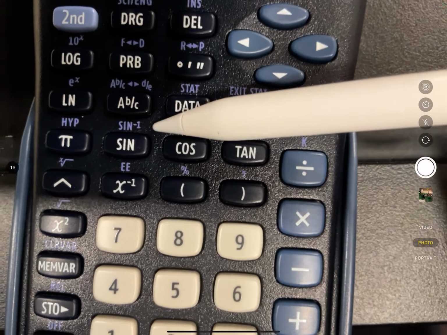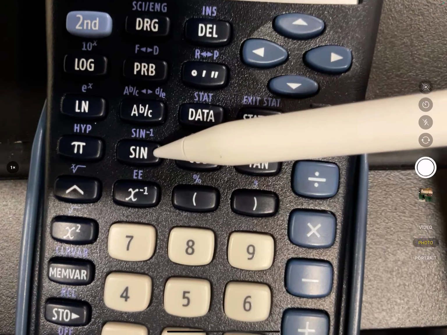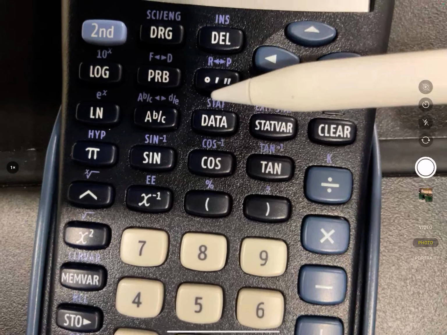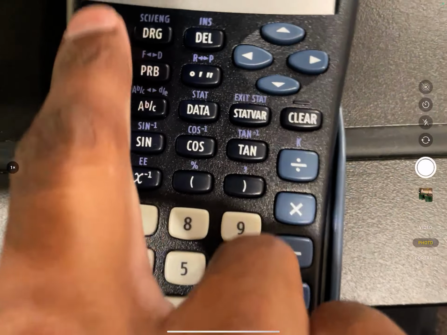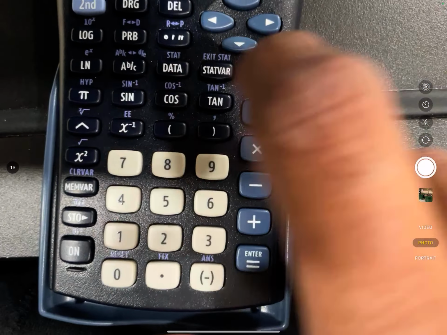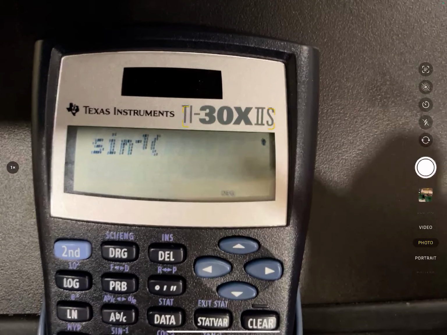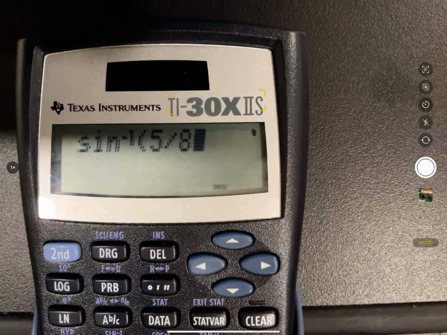So to access that for me, I have to press the second button and then the sine button. That gets me this blue version, right? Anything that's in kind of a bluish text on mine is accessed with this second button. So I press that. Second, where's sine? And I see this so far. And then I'm taking sine inverse of 5/8. So I'm just typing that in as division, just 5 divided by 8.